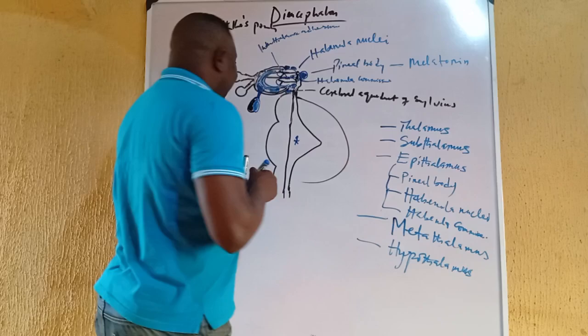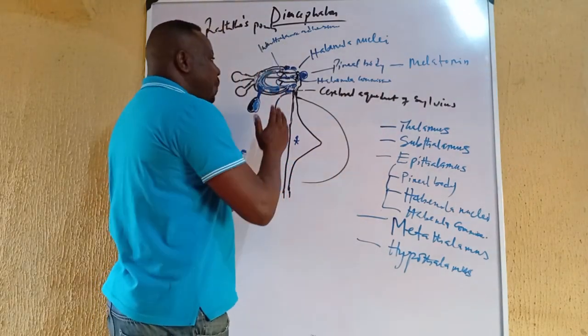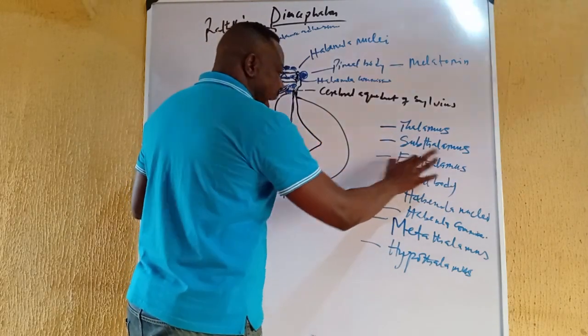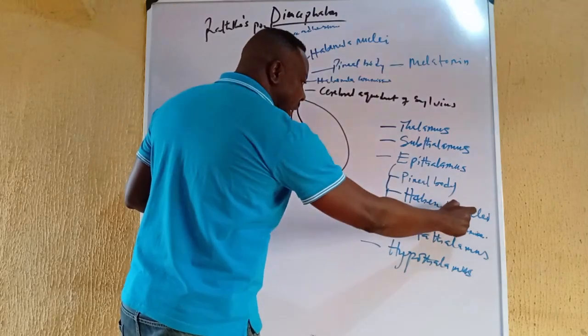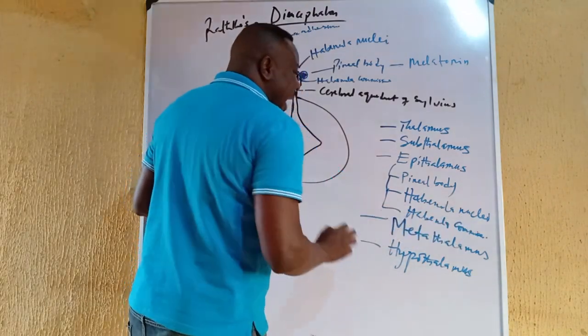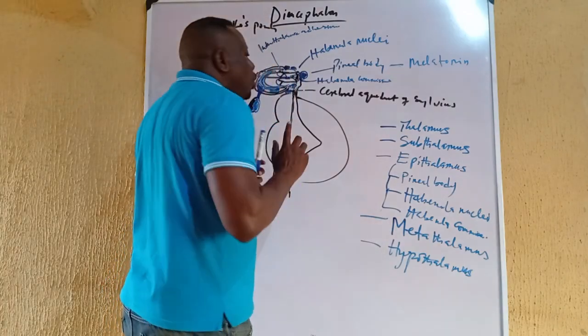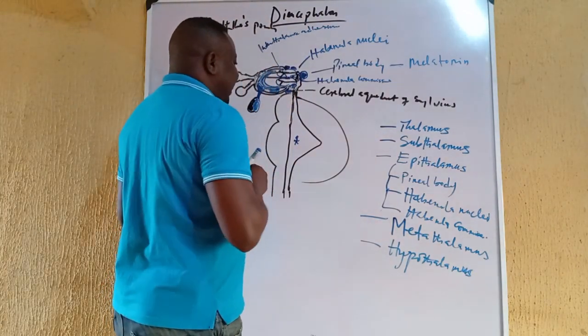So, we normally have 5 structures that make up the diencephalon: the thalamus, the subthalamus, the epithalamus, that consists of the pineal body, the habenula nuclei, the habenular commissure, the metathalamus, and the hypothalamus. And also don't forget that the third ventricle is also found around the diencephalon.